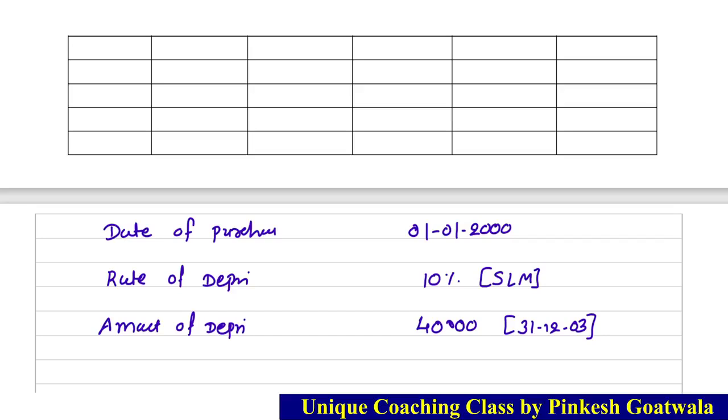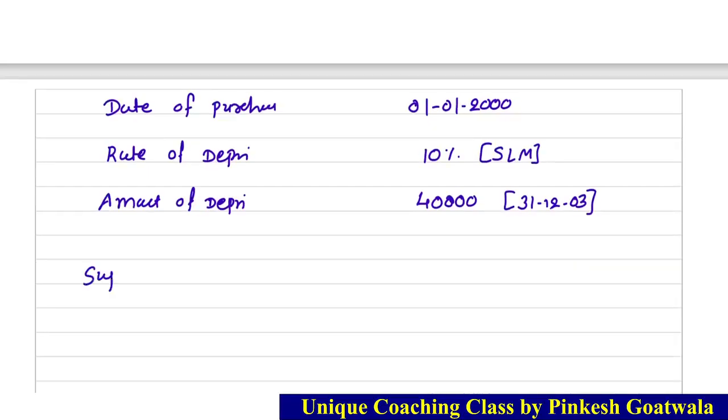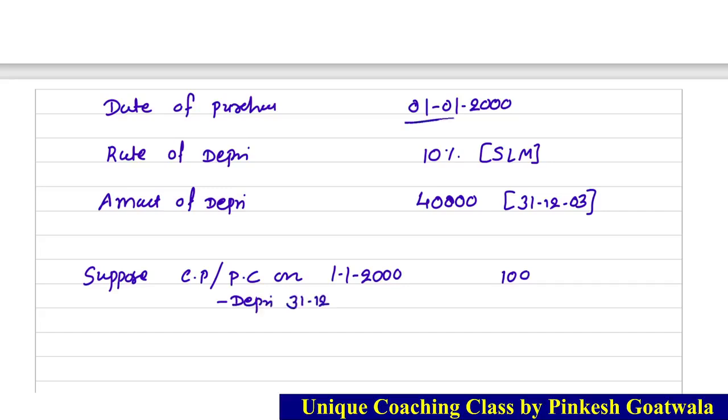Okay, now let's start our step. Suppose the cash price or purchase price, when it was purchased, is 1/1/2000. The first depreciation is calculated on 31st December 2000, since the purchase is 1st January 2000. It is the date of first depreciation.